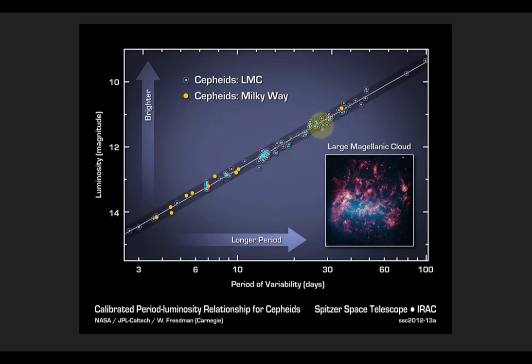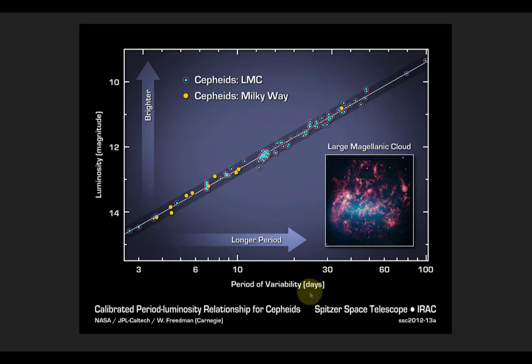It turns out that these Cepheid variables are red supergiant stars. And the longer they take to change their light, the more luminous they happen to be. And we can get the luminosity directly from the period of variability.